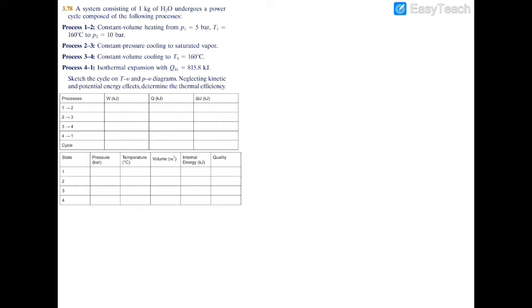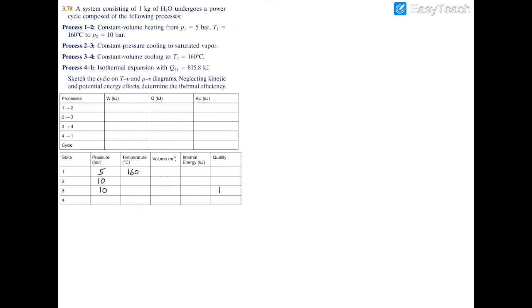So for process 1 to 2, we have a constant volume heating from P1 equals 5 bar, so I'm going to go ahead and fill it in here. So we have 5 bar, T1 is 160 C, P2 is 10 bar, and then we're told that 2 to 3 is a constant pressure cooling to a saturated vapor. So that means that P2 to P3 is going to be 10 bar. And then the quality at 3 is going to end up as a saturated vapor, which is a quality of x equals 1.